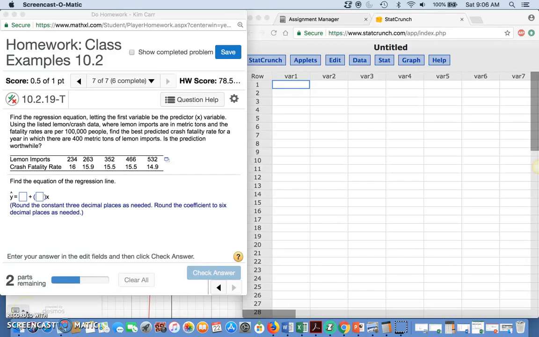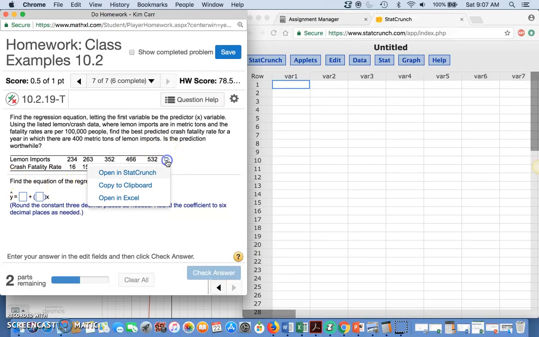Okay, find the regression equation letting the first variable be the predictor x using the listed lemon crash data, where the lemon imports are in metric tons and the fatality rates are per 100,000 people. Find the best predicted crash fatality rate for the year in which there are 400 metric tons of lemon imports. Is the prediction worthwhile? Find the equation of the regression line.